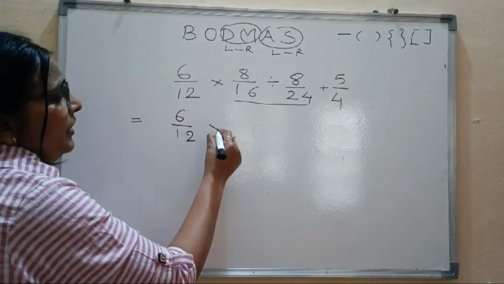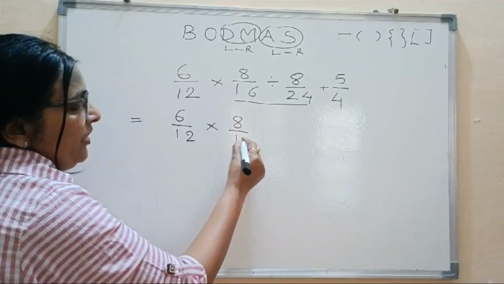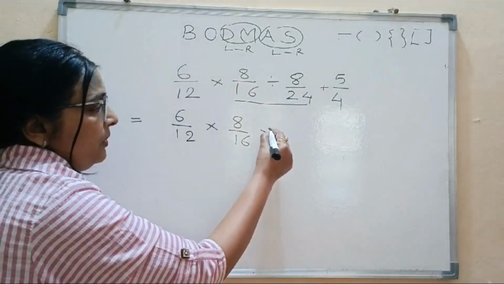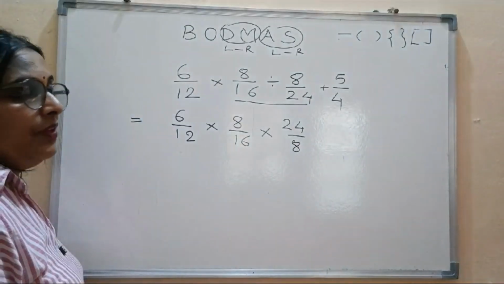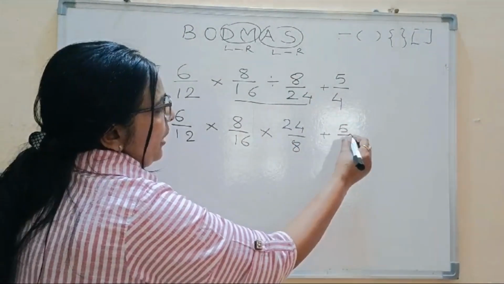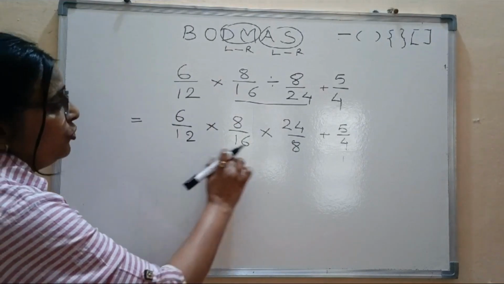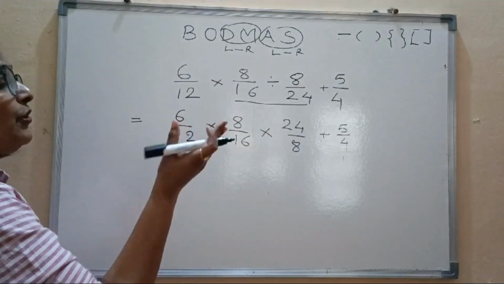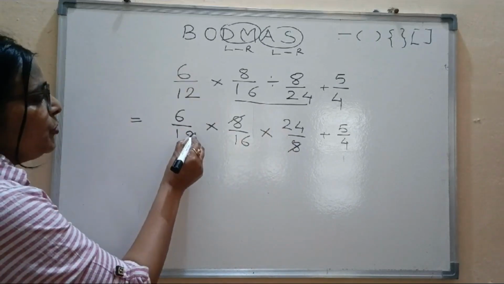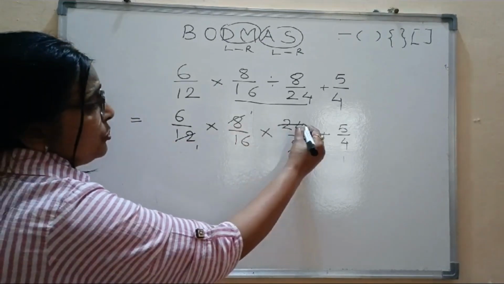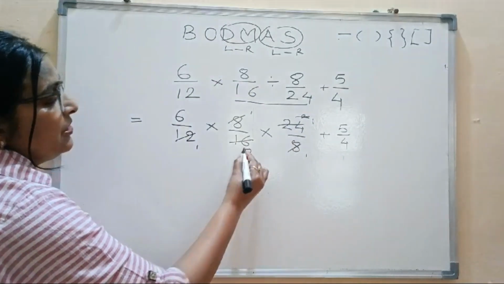6 by 12 into the first term; we are operating these two. The first term I am going to write as it is, 8 by 16. As I am turning this division sign into the multiplication sign, I am taking the reciprocal of this, that is 24 by 8. Again remaining as it is, plus 5 by 4. Now you can see here is also multiplication, here is also multiplication. That means all these three terms you can solve at a time. So cut whatever you can cut. So how? 8 ones are 8. 12 ones are 12. 12 twos are 24. Got it? Now 2 ones are 2, 2 eights are 16.